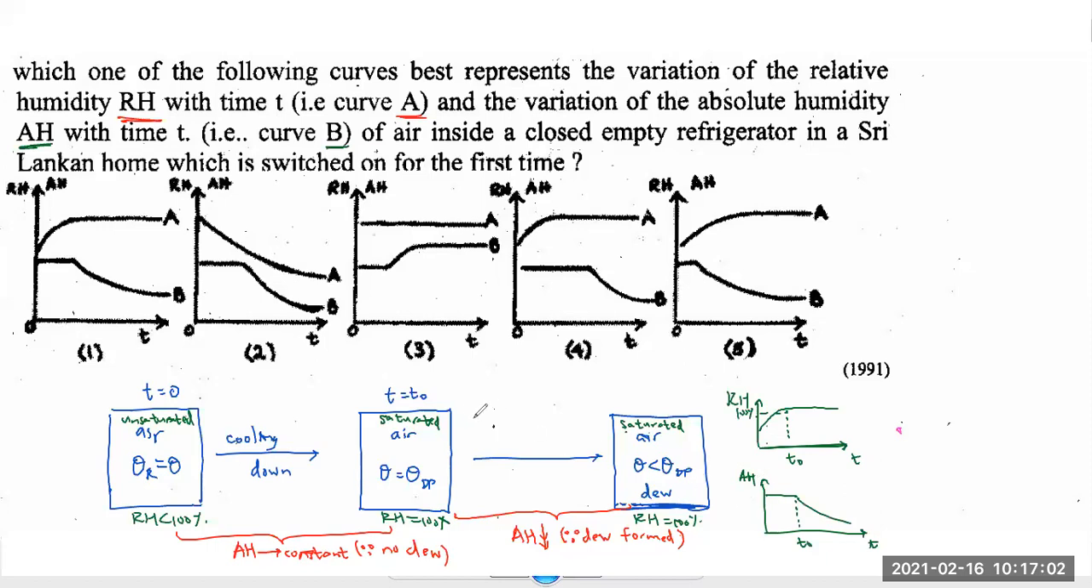When you compare those, I think the best answer will be the first one. The reason is RH becoming 100 and AH starting to reduce, both are happening at the same time. I think this is satisfying, yes. Both are happening at the same time. In other graphs, it doesn't happen that way. Therefore, we can settle on the first answer.